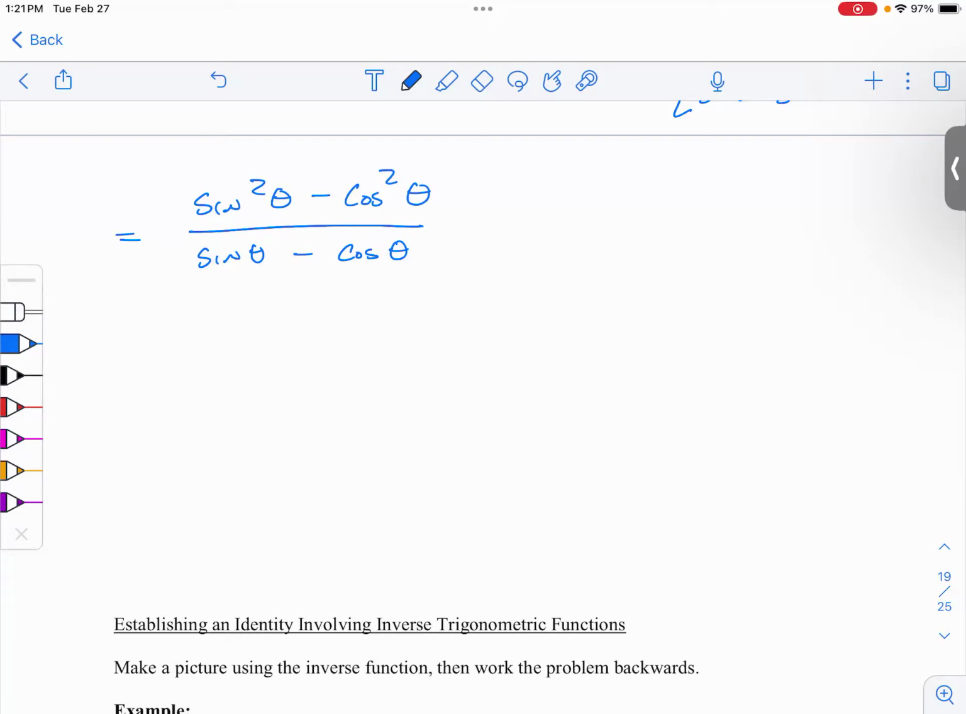So it looks like I could factor this. Does anyone see what this factors to, or do we need to convert to x's and y's? A sine theta minus cosine theta, sine theta minus cosine theta, times sine theta plus cosine theta. Yes, there's two pieces. That is absolutely correct. Once again, this is a difference of squares.